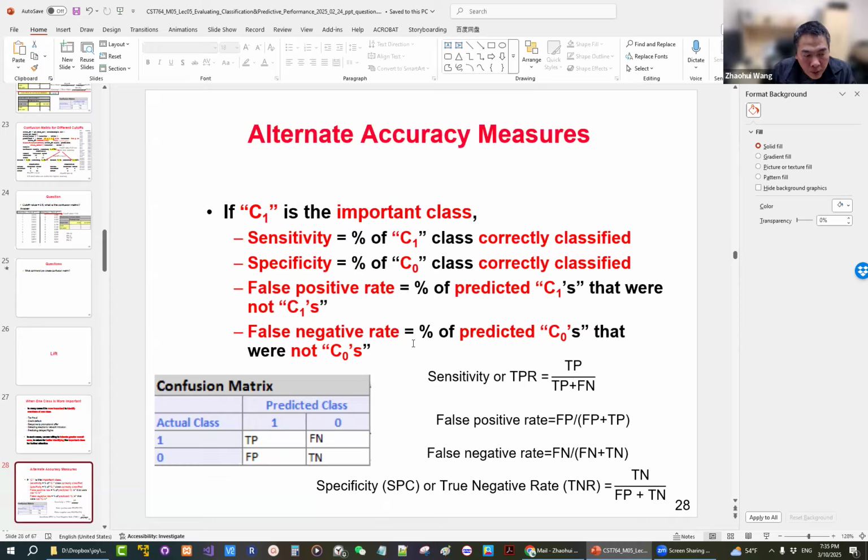The other one, the false negative rate, is the percentage of predicted C0s that were not actually C0. This is equivalent to FN divided by FN plus TN, the second column, the column of predicted 0. The false positive rate is for predicted class 1, the first column.